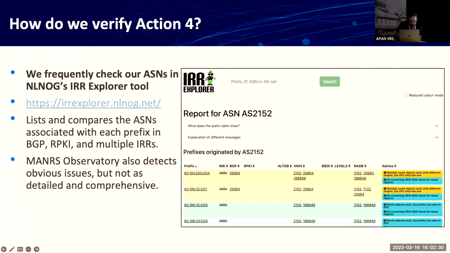Aaron, BBOI, I don't even know what that one is, Level 3 RADB. So this lets you kind of just compare what entries you have in each place, see what's missing, see what's incorrect, see what conflicts with each other. So I highly recommend this. The MANRS Observatory will also point out actual problems, but I think it's not quite as comprehensive as this.